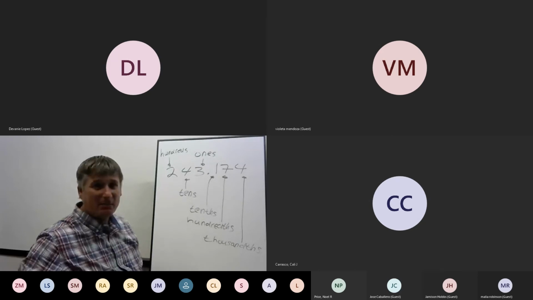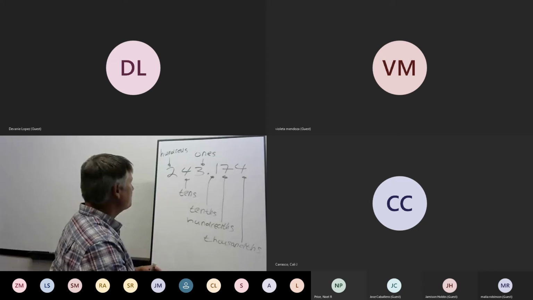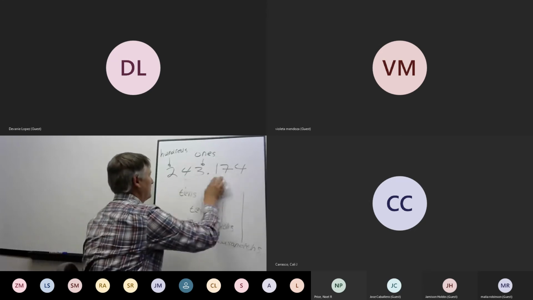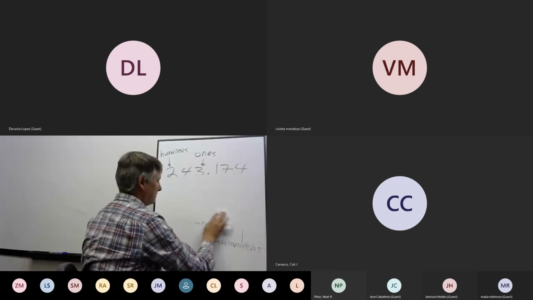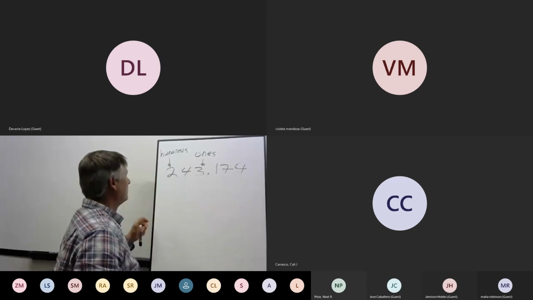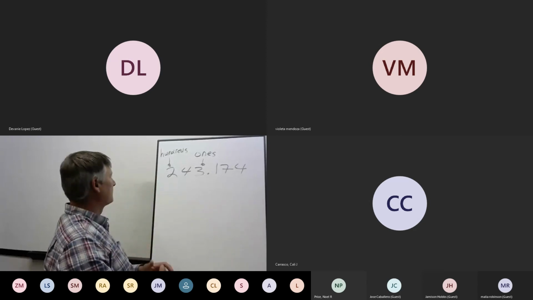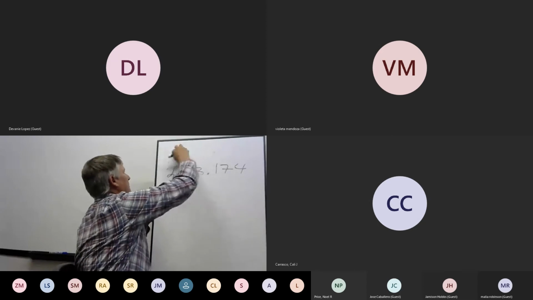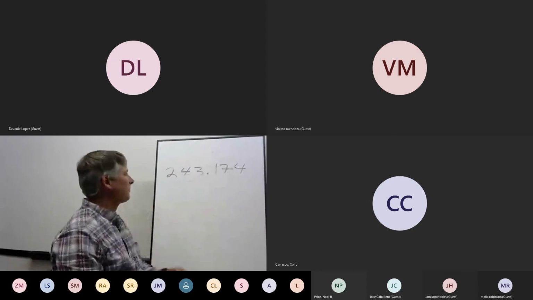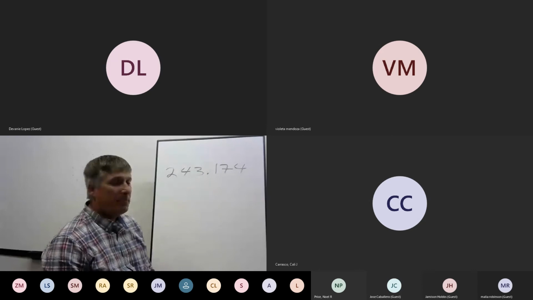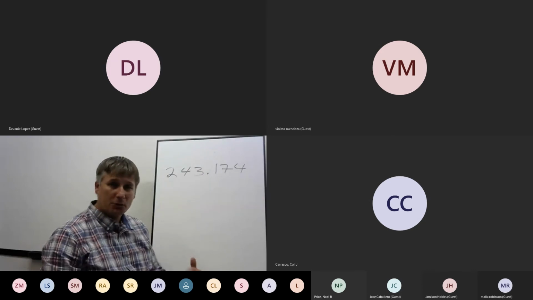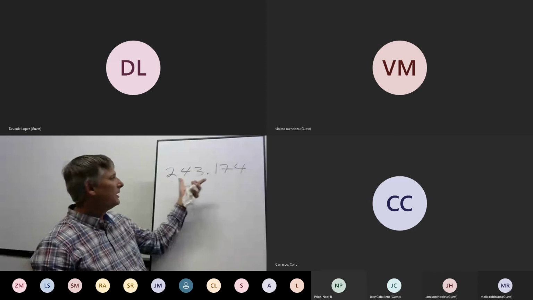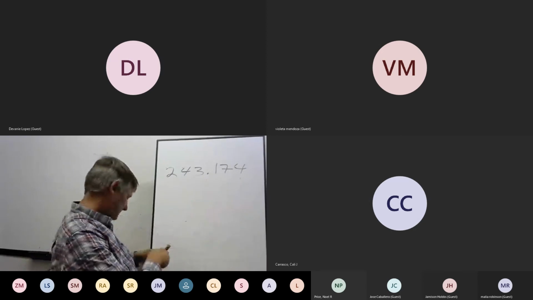So how do we name these numbers? Well, what we do is this. We basically break our decimal into two numbers. The number to the left and the number to the right.